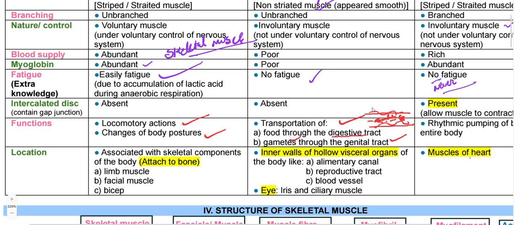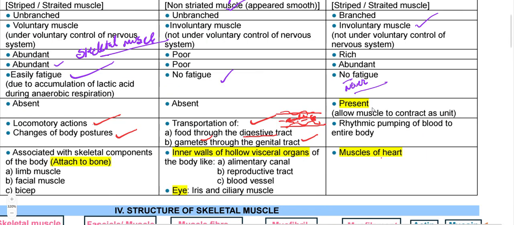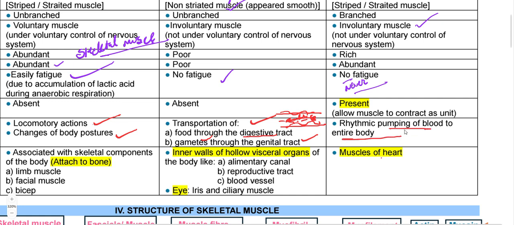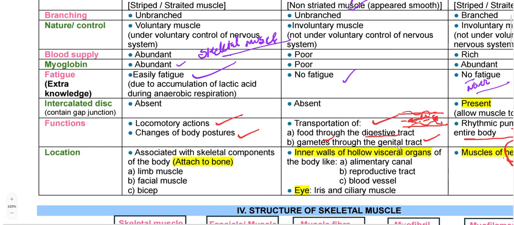Okay. Then what is the function of your heart? Obviously rhythmic pumping of the blood to the entire body, that is, transportation of the blood to the entire body. Now, a very important PYQ, where is it present? So, where will your cardiac muscle be present? Obviously, in the heart. Then, where is your skeletal muscle present? Wherever the movement is there. So even if you don't remember the example, just see which organ is given.